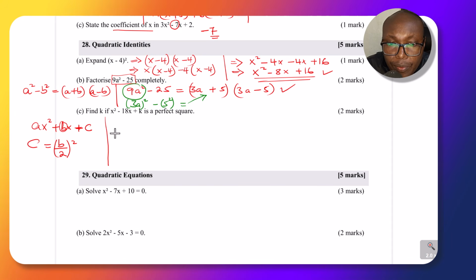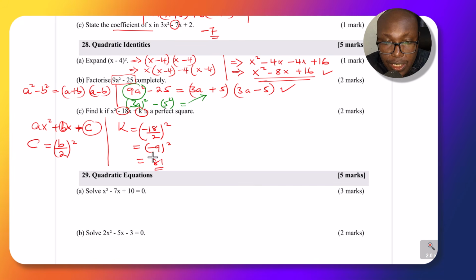So in this case, what is c? c is equivalent to k. So k will be given by the coefficient of x. The coefficient of x is negative 18. Whatever is multiplying x, that is what we refer to as the coefficient of x. It is negative 18 and not positive 18. So negative 18, then you divide by 2, and then you square. This will be negative 9 when you divide, and when you square negative 9, negative 9 times negative 9, you get 81.